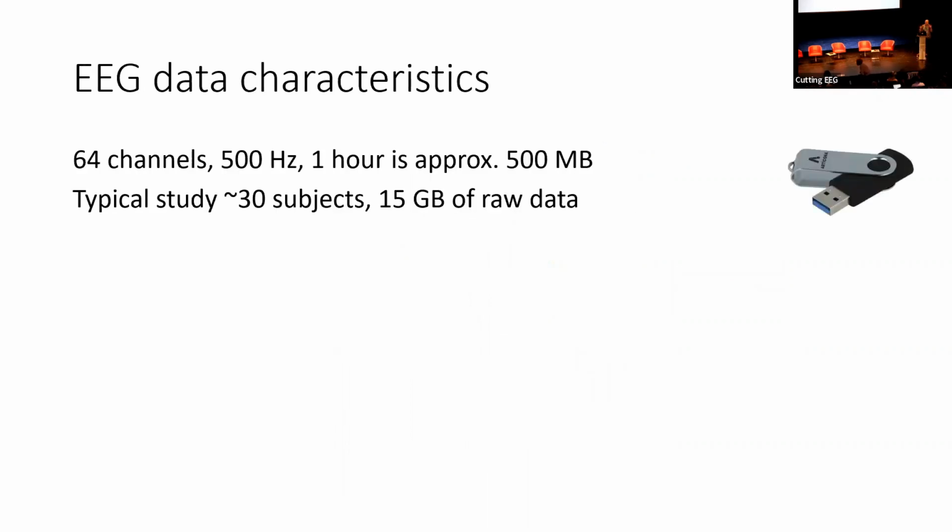Very shortly, it's more about the acquisition side. The data set that we're working with has both EEG and MEG, but most of us are working with either EEG or MEG. If we record EEG, it's often 64 channels at 500 hertz. If we then do an experiment that lasts an hour, we have possibly 500 megabytes for a single recording, and then we would have 30 subjects. So that's an amount of data that easily fits on a USB stick.